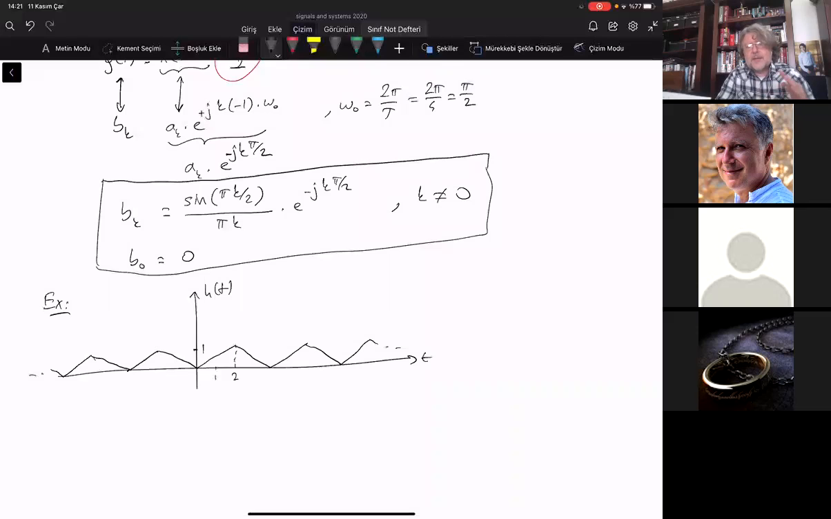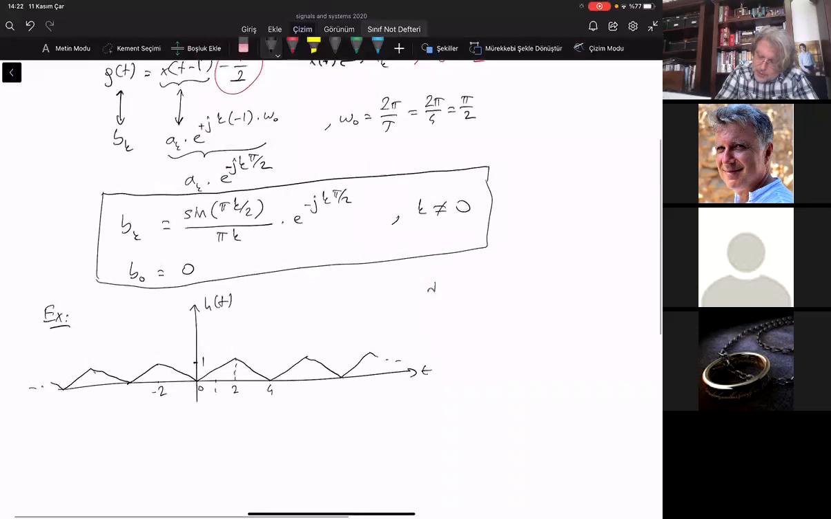So do you see that from 0 to 2, the slope is 1 over 2, so the derivative is 1 over 2. And from 2 to 4, the derivative is -1/2. Similarly, from -2 to 0, the derivative is also -1/2. So as you see, if you take the derivative of h of t, that's going to give you g of t. Okay, this is what you are going to get.